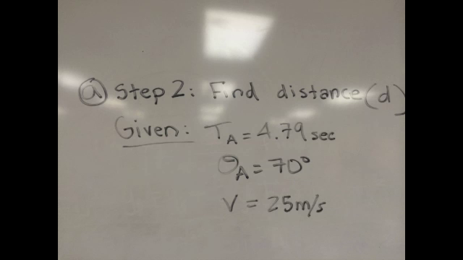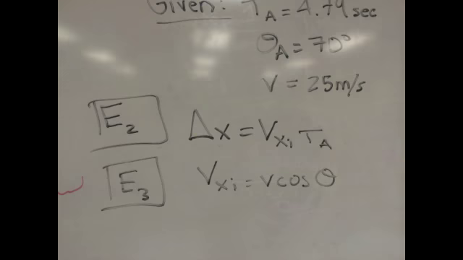Now that we have Ta, step 2 is to find the distance d that both snowballs will travel. We are now given that Ta equals 4.79 seconds, theta A equals 70 degrees, and the velocity of both of the snowballs equals 25 meters per second. We're going to be using these two new equations. The first one, E2, is delta x equals Vx initial times Ta. The next one, E3, is similar to the one for Vy initial: Vx initial equals velocity cosine theta.